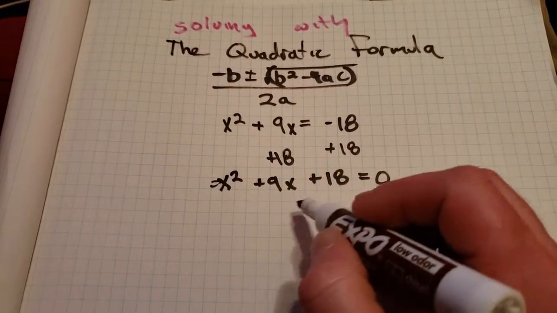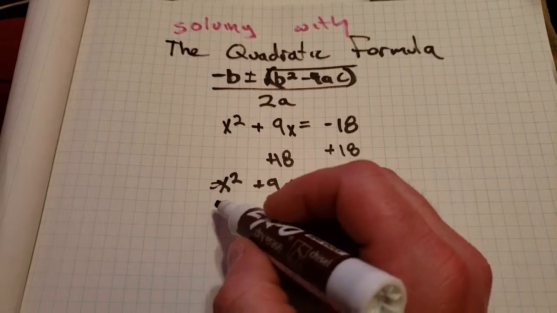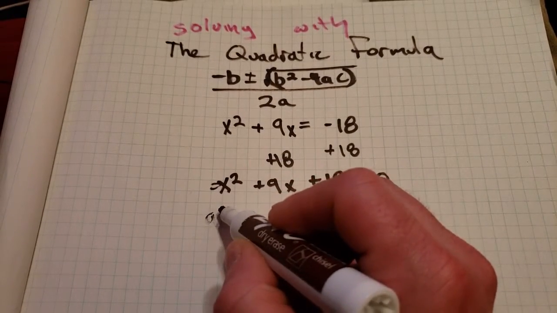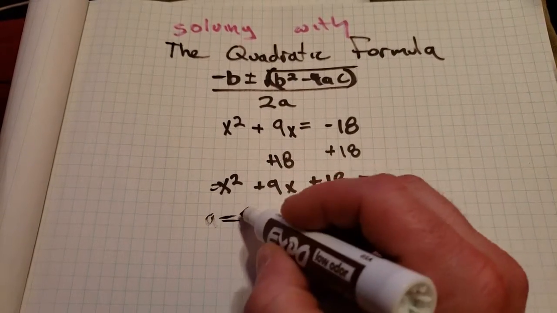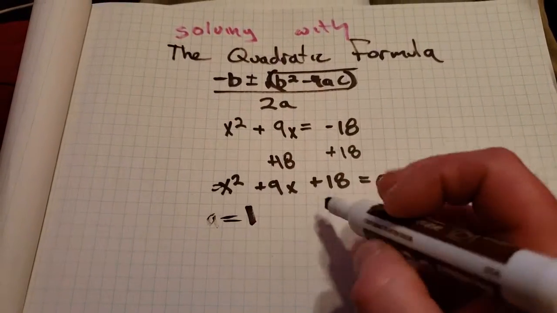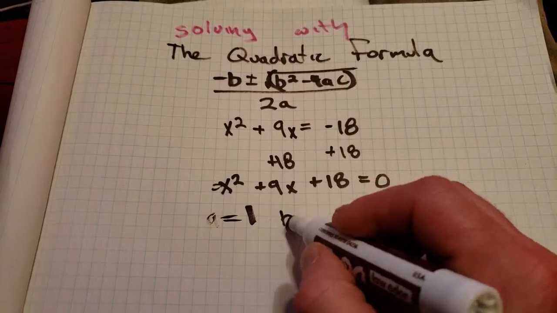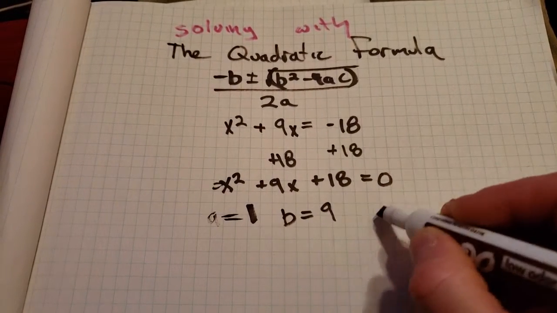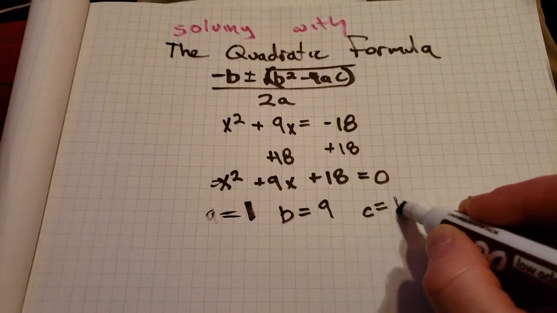Okay, so now that it's in standard form, we can identify a, b, and c correctly. A is going to be equal to positive 1, and that's just the coefficient, the number that's understood to be in front of x squared. B is equal to positive 9, and c is equal to 18.